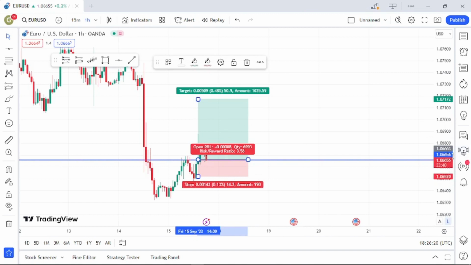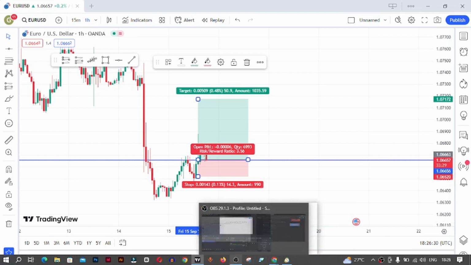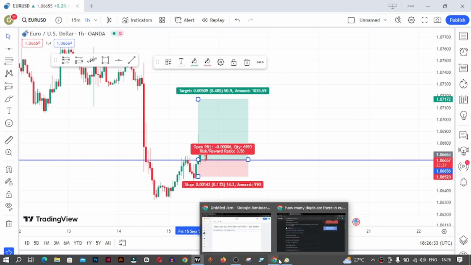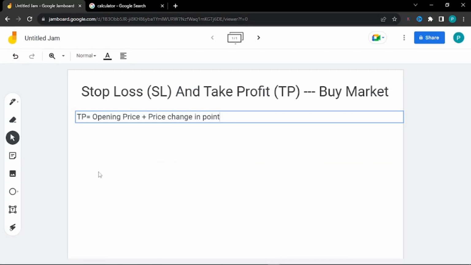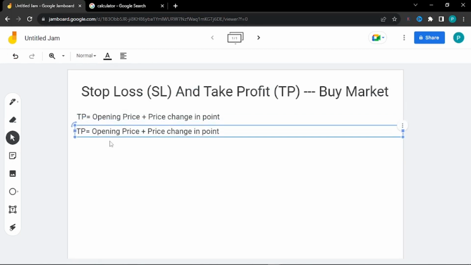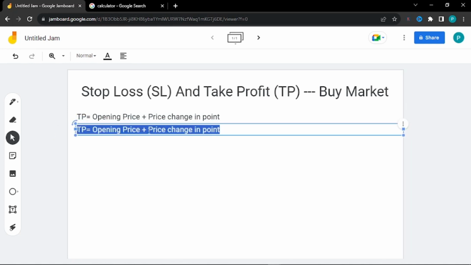Now the opening price will be the set price here, 1.066. I want to use the fixed price, so 1.0665. Now let's take it down. Let me come over to my browser. Taking down the opening price, let me copy this first so I get exactly what I'm doing. Here we are calculating your take profit for a buy market. The approach is different from a sell market as well. For the buy market, your opening price here is set to be 1.0665. So this is your opening price.